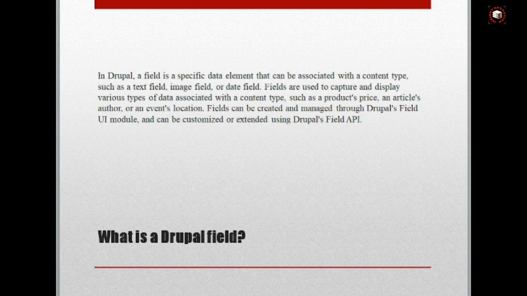Next, what is a Drupal field? A Drupal field is a specific data element that can be associated with a content type, such as a text field, image field, or date field. Fields are used to capture and display various types of data associated with a content type, such as a product's price, an article's author, or an event's location. Fields can be created and managed through the Drupal Field UI module and can be customized or extended using the Drupal Field API.